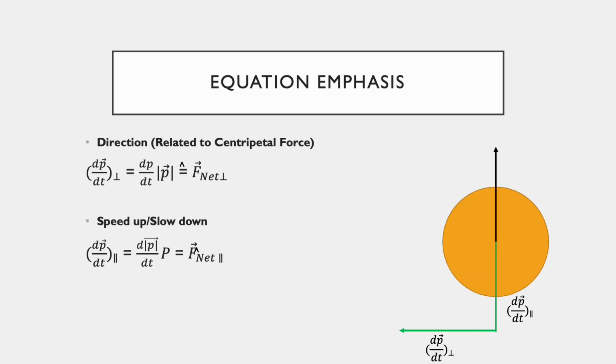This emphasizes the equations from above and the meaning of the parallel net force, which shows the speeding up or slowing down, and the perpendicular net force, which shows the direction change, and the centripetal force, which is the name given to any force which causes a change in direction of velocity towards the center of the circular motion. The component of the force which is perpendicular to the velocity is the part resulting in the centripetal force.